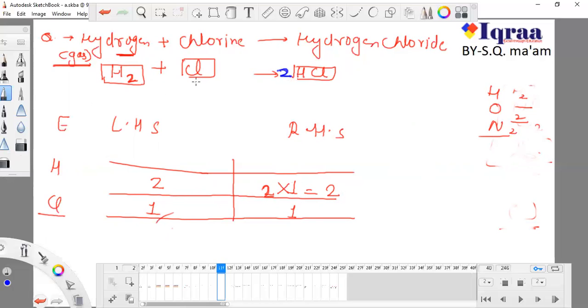Okay, now what about chlorine? It seems that hydrogen is 2 and chlorine is also 2, so I have to change this. It is 2 here, chlorine is 2 here. Now what about here? It seems that chlorine is 1 here. So I will multiply this side with 2, and it will be 2 again. So my reaction is H2 plus 2Cl is 2HCl.